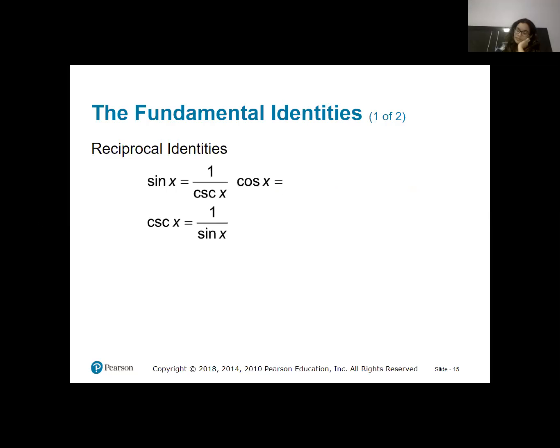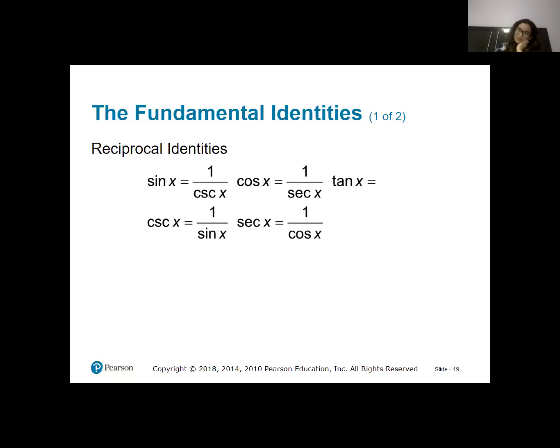we're going to take a look at the rest of it. Cosine of x, what would be the reciprocal identity of cosine of x? 1 over secant of x, right? And secant of x? 1 over cosine of x. 1 over cosine, good, Anthony. Okay, 1 over cosine of x.